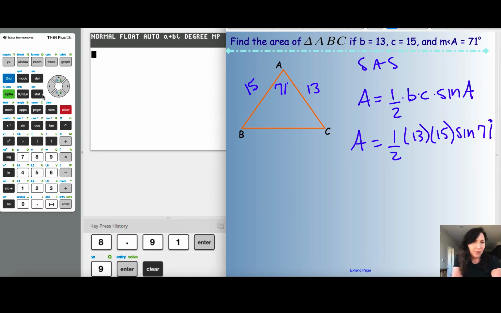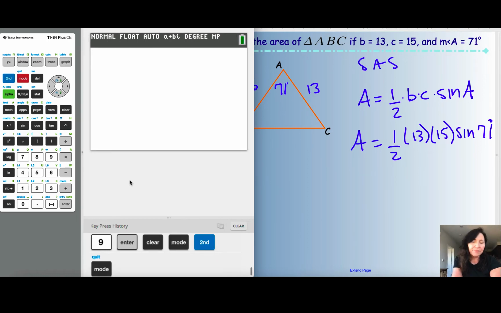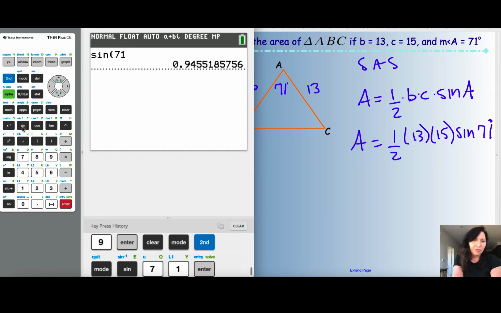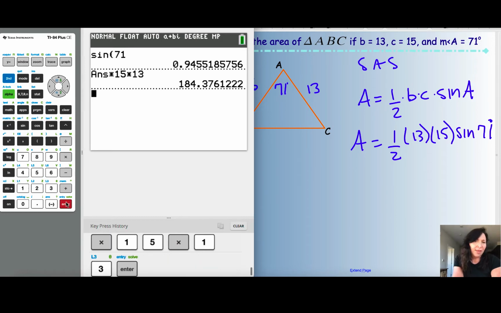Okay, so I'm going to use the calculator I have here on the side. Please make sure it's in degrees. You can check by hitting the mode button and looking down where it says degree; that should be highlighted. So I'm going to quit out of that. I'm going to type in sine of 71 degrees first and hit enter. Then I'm going to multiply that value by 15, then multiply that value by 13, and then divide that by 2, or multiply it by 0.5.